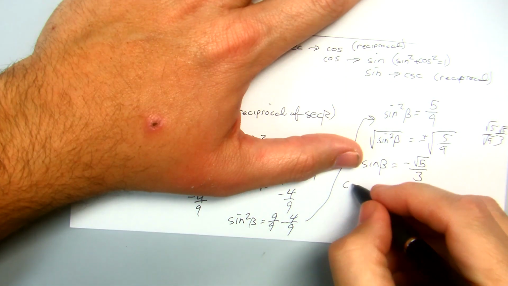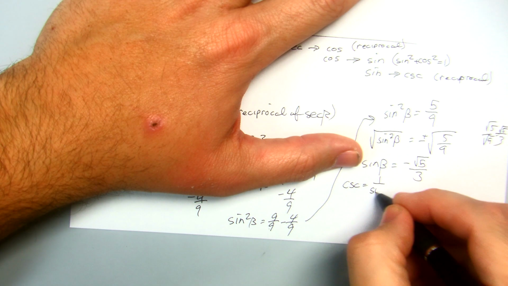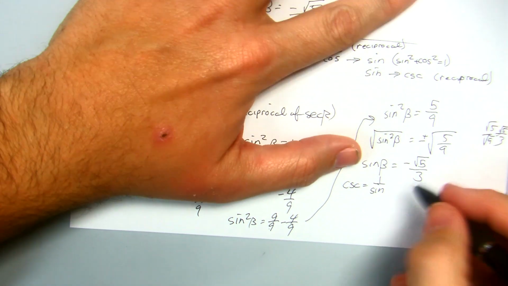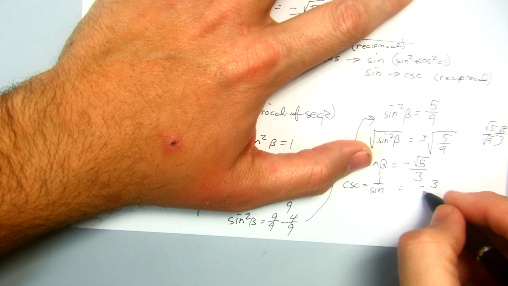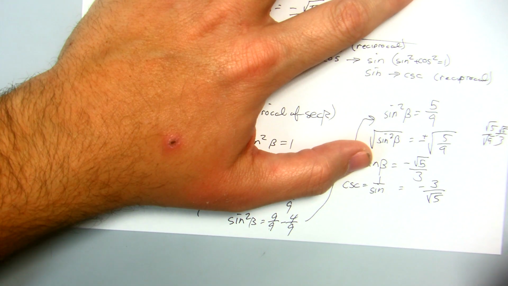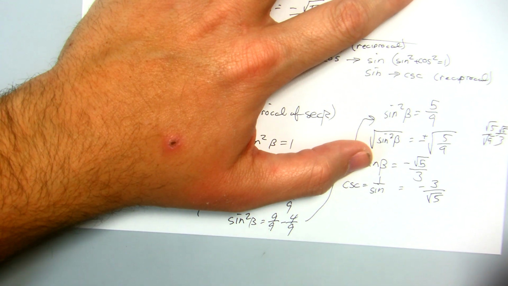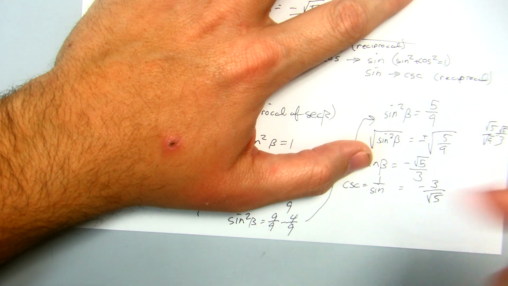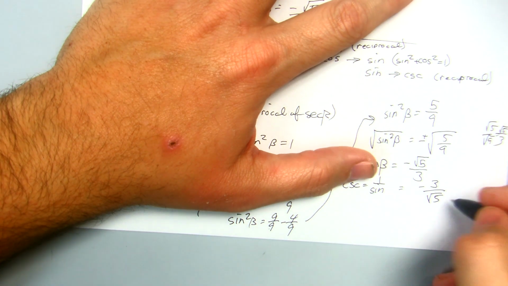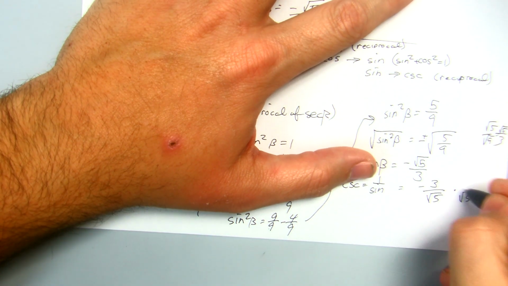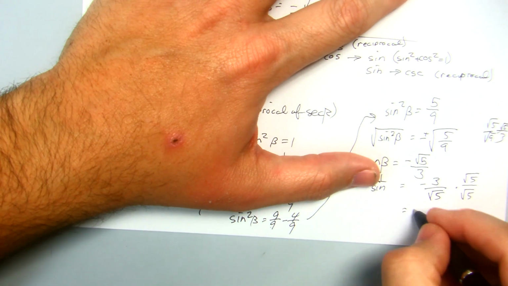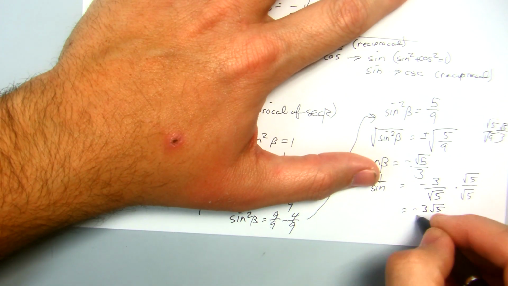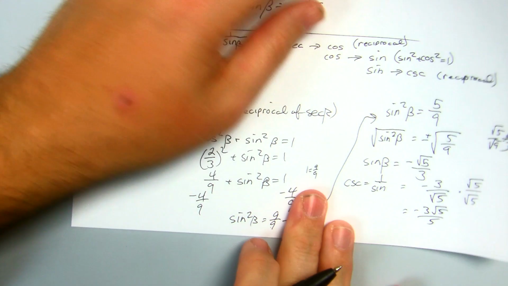So the cosecant is equal to 1 over the sine, so I need to take the reciprocal, which is going to be 3 over the square root of 5. And now, from there, what we have to do is rationalize, because we can't have a square root in the denominator. So we're going to get negative 3 radical 5 over 5. And there's your cosecant.